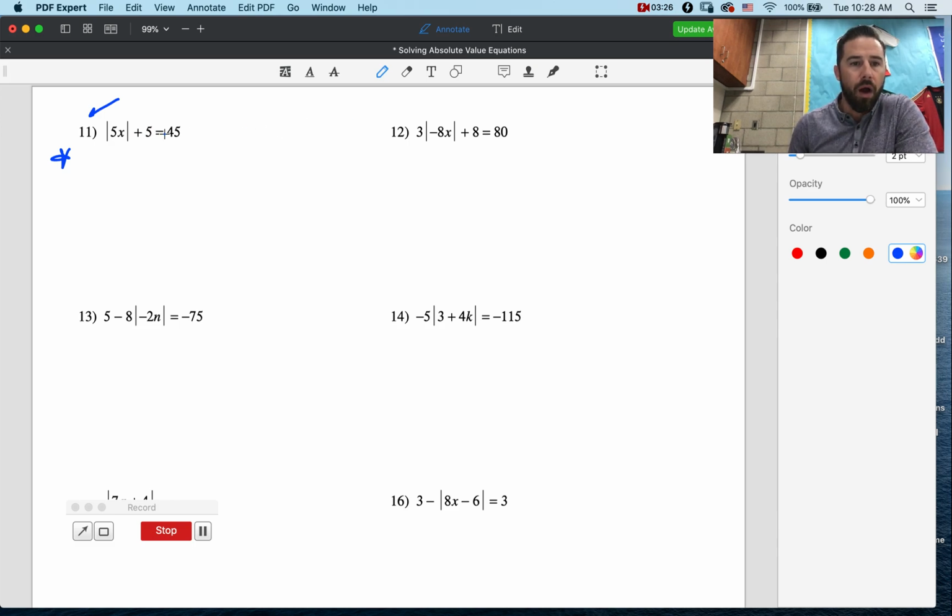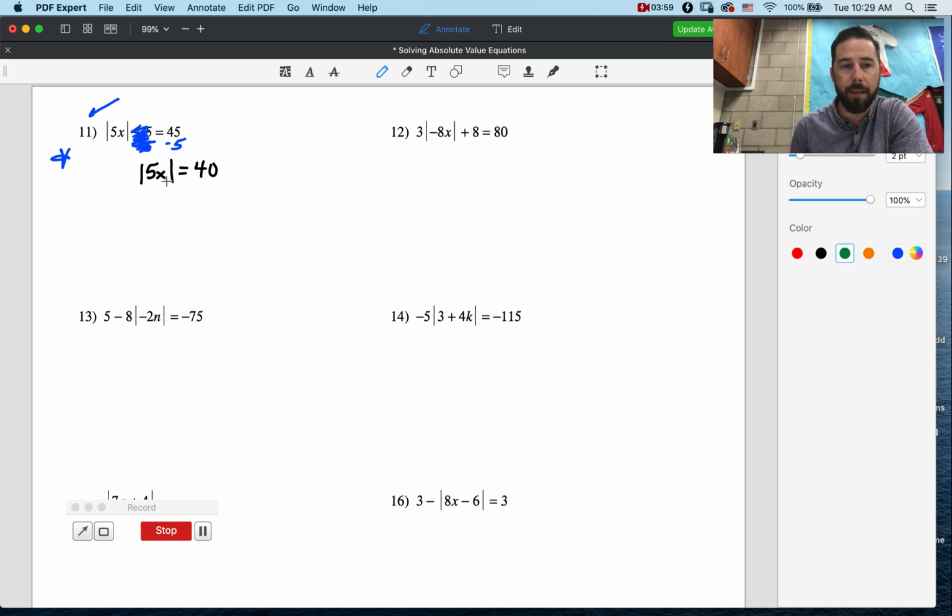Okay, now, is the absolute value by itself? The answer to that question is no, right? We can have as much inside as we want, but there's something else next to this guy. It's this +5. So we need to go ahead and subtract 5 from both sides and get rid of that. And what we have now is the absolute value of 5x equals 40. Now you can see that the absolute value is by itself.